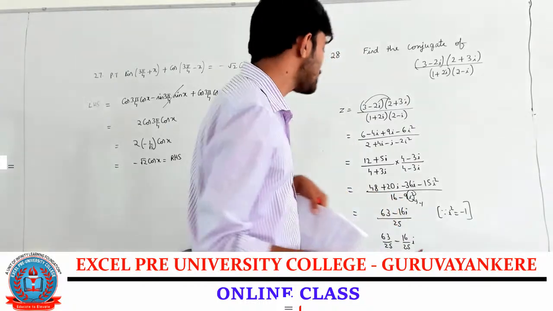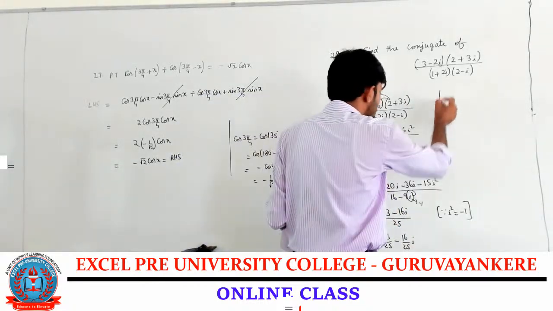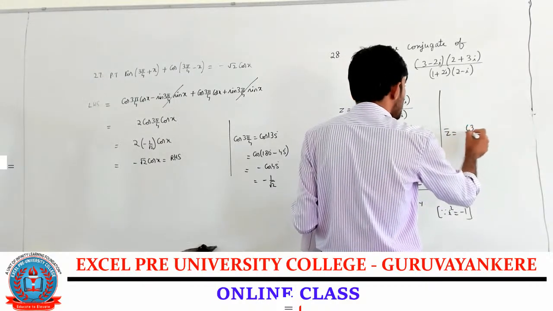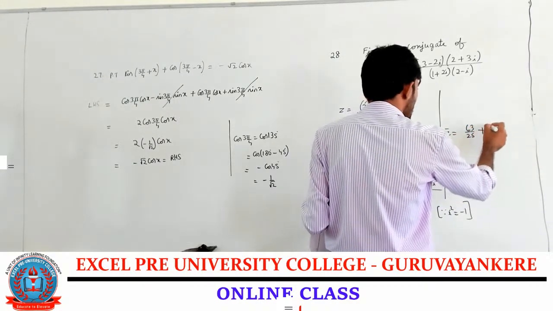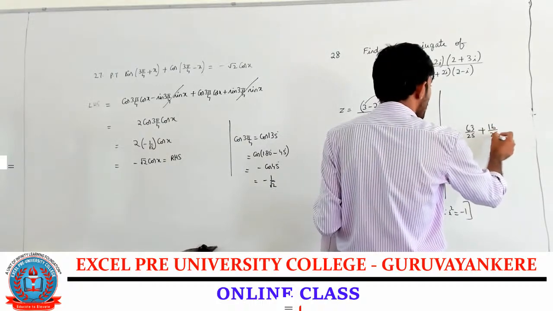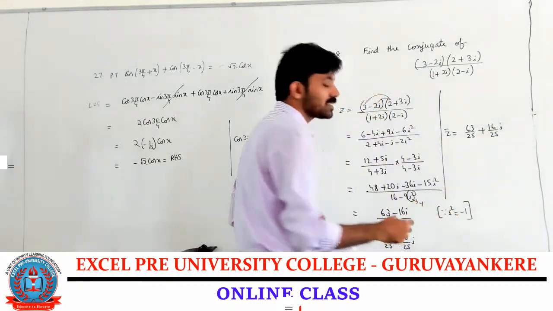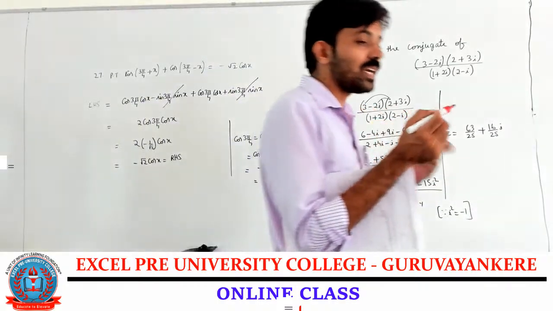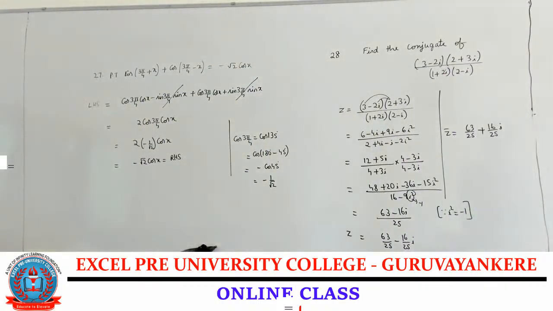Conjugate is z bar. Z bar is 63 by 25 plus 16 by 25i. Change the sign of the imaginary part. Real part keep as it is. It is the conjugate z bar.